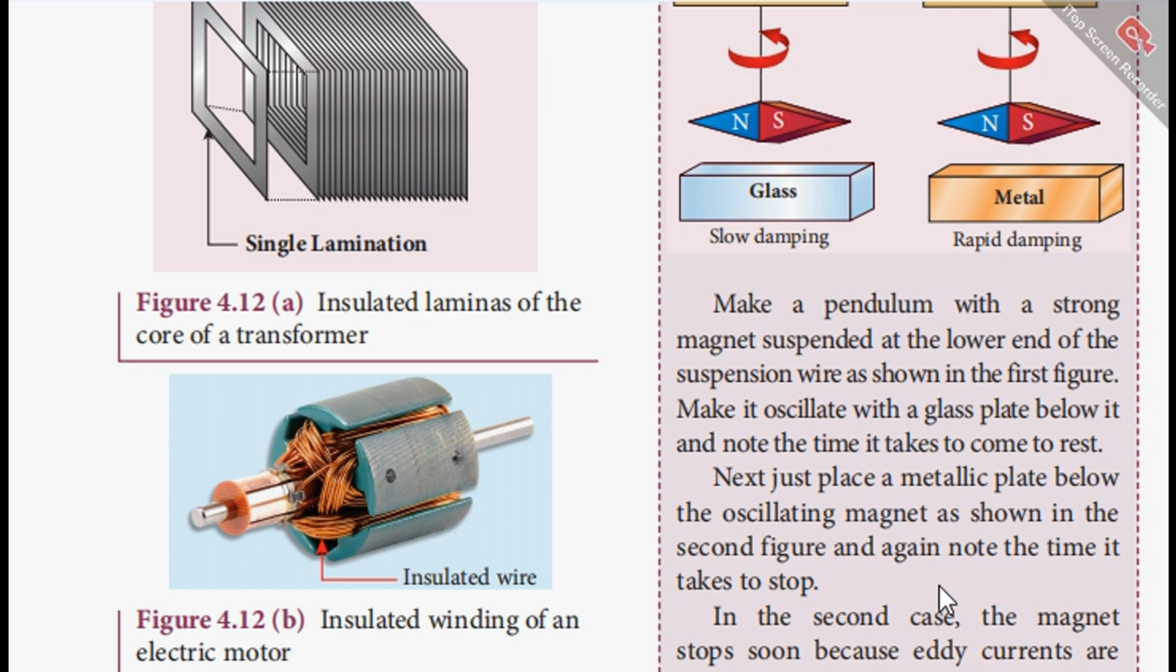Next, you are placing a metallic plate below the oscillating magnet, as shown here. First we are using the glass, and here the metal is placed, so that there is a rapid damping of these magnetic oscillations. In this second case, the magnet stops soon because eddy currents are produced in the plate, which oppose the oscillation of the magnet.